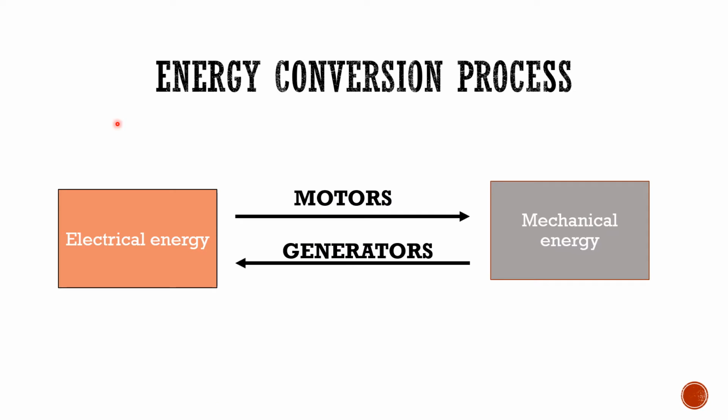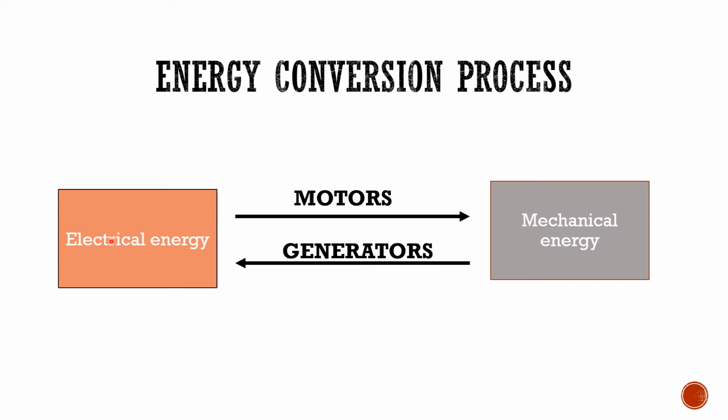First of all, we have to state how the energy conversion process is done by an electrical machine. This process is basically the same, independent of which electrical machine we are talking about. We begin with electrical energy, and then this becomes mechanical energy, or the other way around: we begin with mechanical energy, and this is transformed into electrical energy.